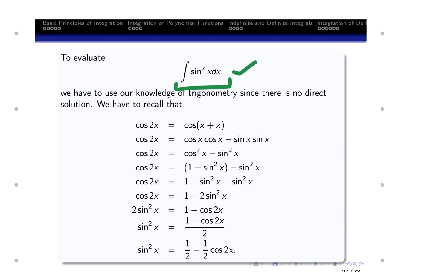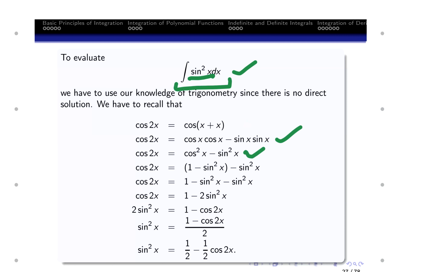from trig, cos 2x is the same thing as cos x plus cos x. And then when you break that down in trig, cos 2x is the same thing as cos x cos x minus sine x sine x. You can get that in your four-figure table. For instance, if you're in high school or secondary school, you have this in your four-figure table that cos 2x is cos x cos x minus sine x sine x. And then cos 2x is cos squared x minus sine squared x. Don't ever forget that what you're looking for is the integral of sine squared x dx.